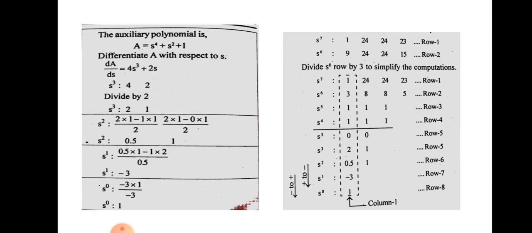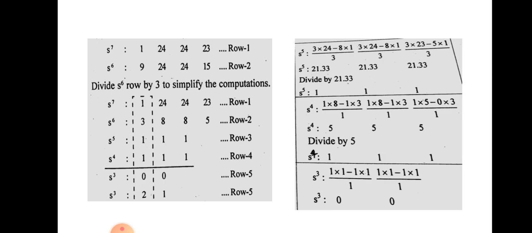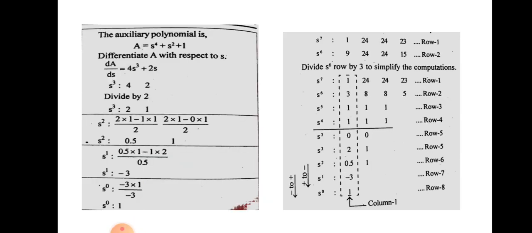So instead of s raised to 3, the row is 4 and 2 now. In the previous case it was 0, 0. You can see here this is 0, 0 in the previous case. So you will replace this s raised to 3 row by the coefficients of dA by ds, which are 4 and 2. And here 4 and 2 can be divided by 2, so you will write s raised to 3 equal to 2 and 1.